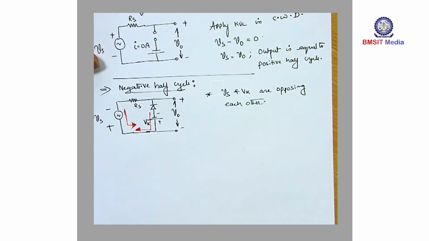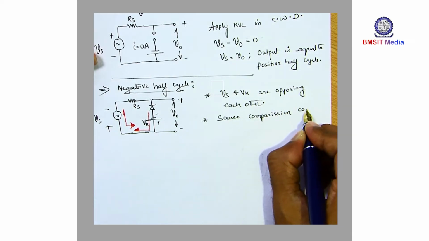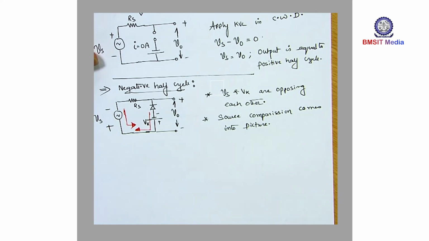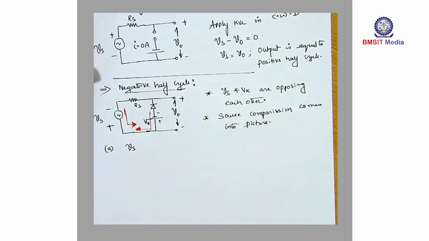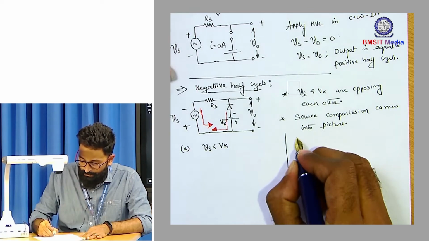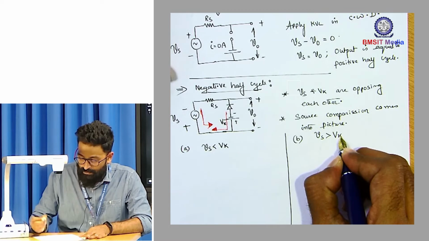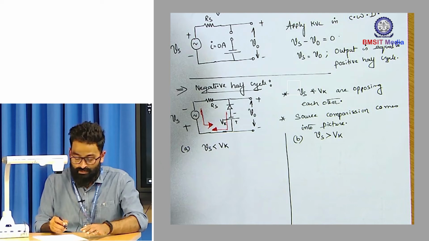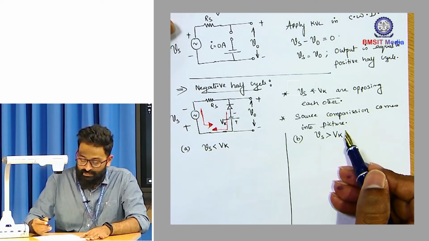There comes the source comparison. So you can write source comparison comes into picture. So what if the input source Vs is less than Vk? And what if the input source is greater than Vk? What if the input source is less than Vk, and what if the potential of input is greater than Vk?